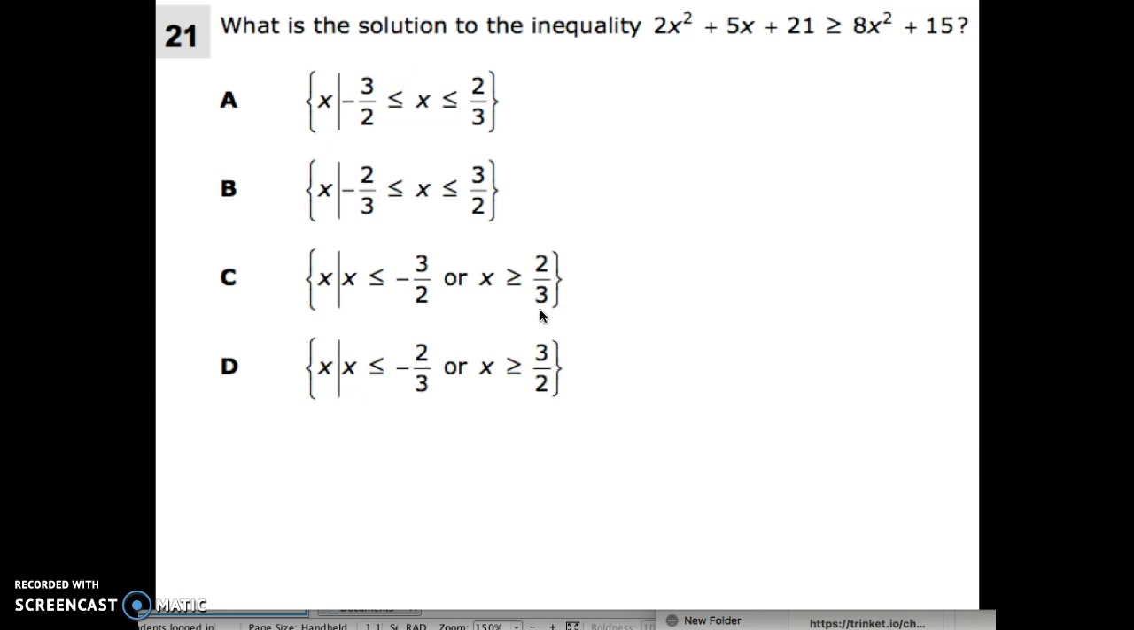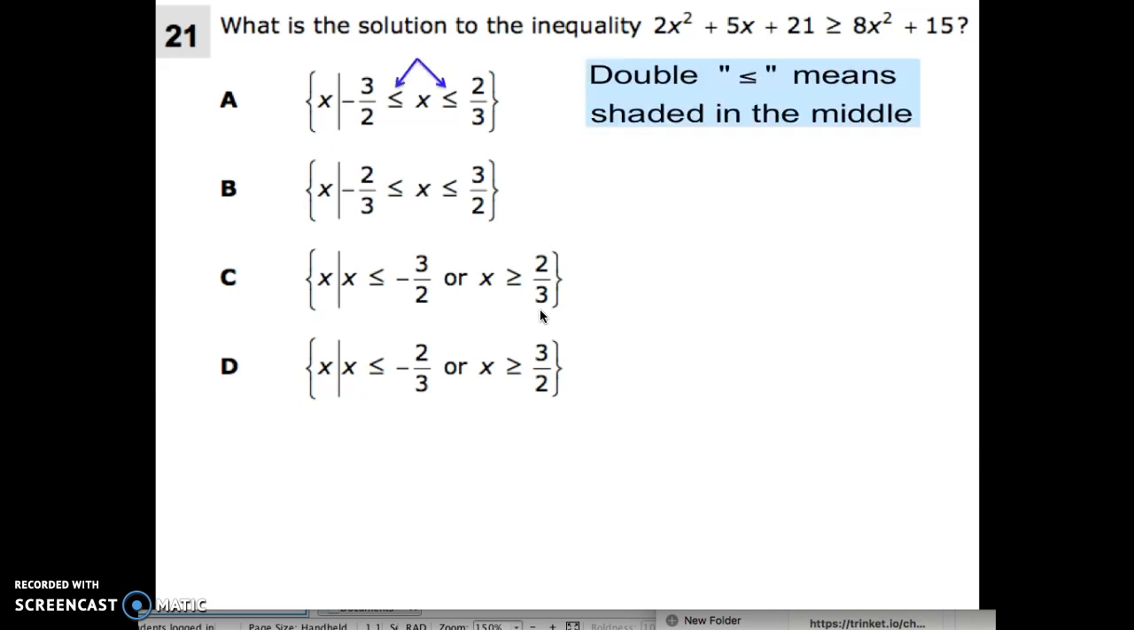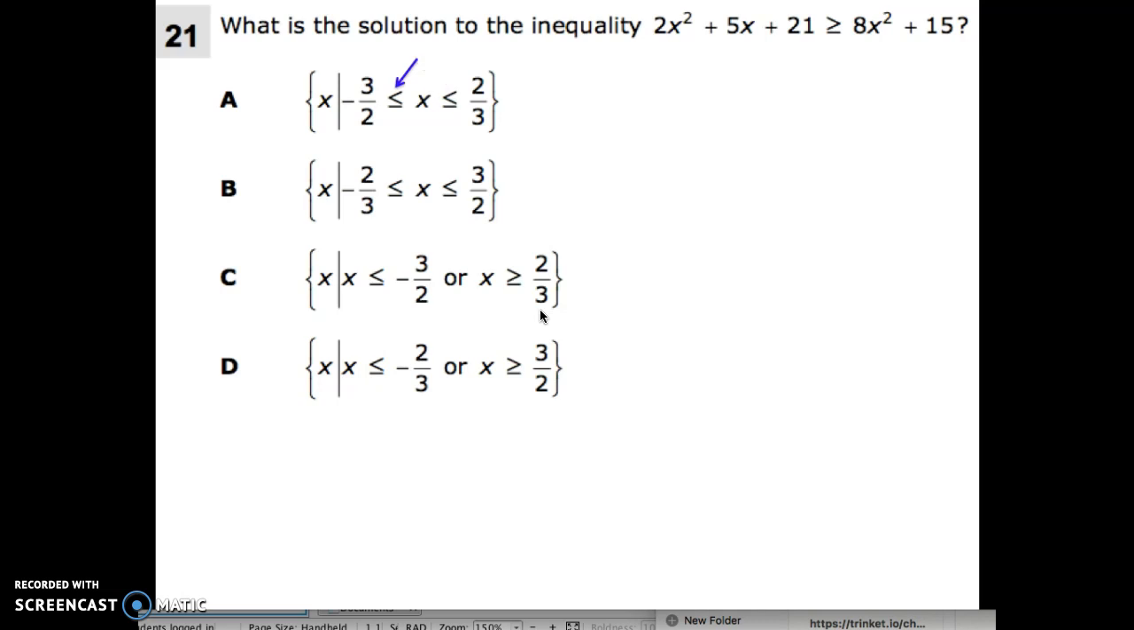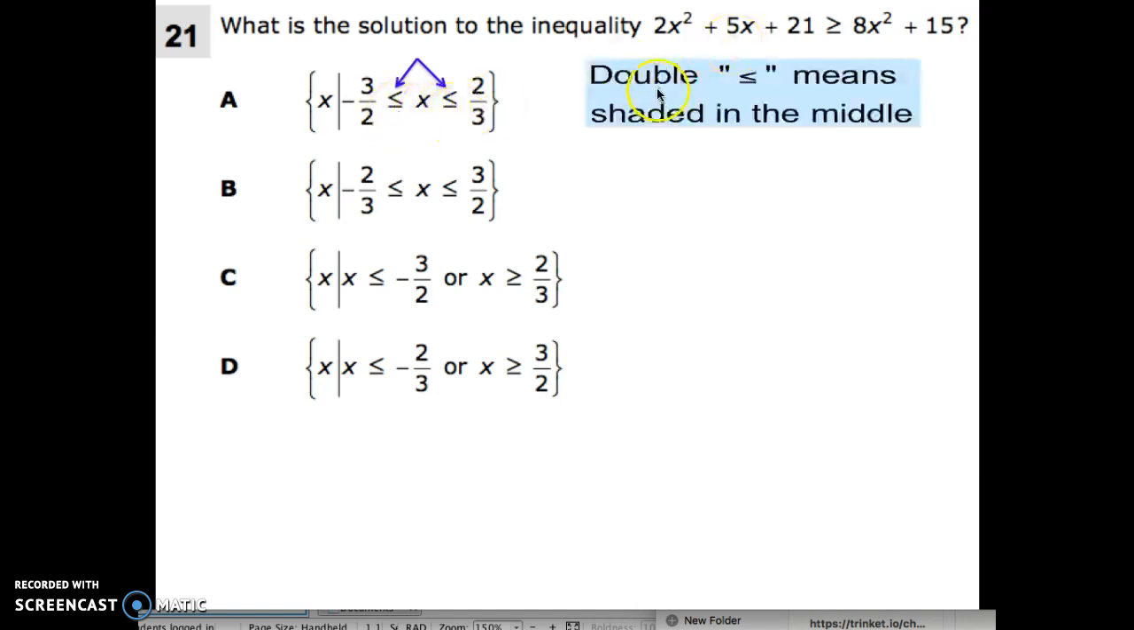We have an inequality, right? And what I'm going to say here is we have an inequality, so whenever we're going to graph this thing right here, whenever I see these less than or equal signs, the x is wedged between them. So when I see this symbol twice, it's double. It means that it's going to be shaded in the middle. So when I graph this in a second, we're going to shade in the middle. That tells me that it has double less than or equal to signs.